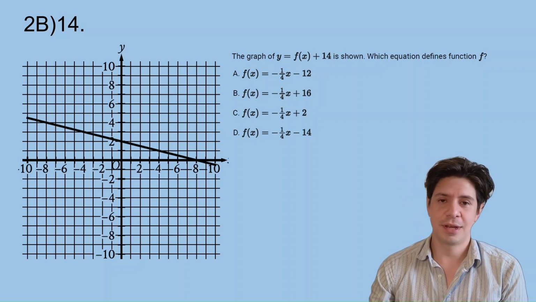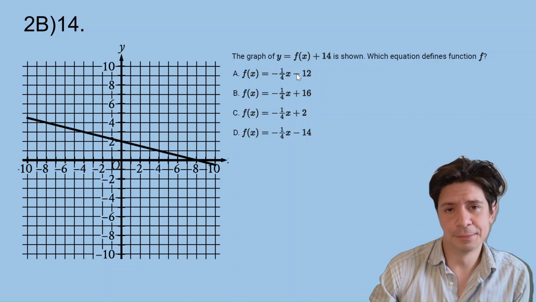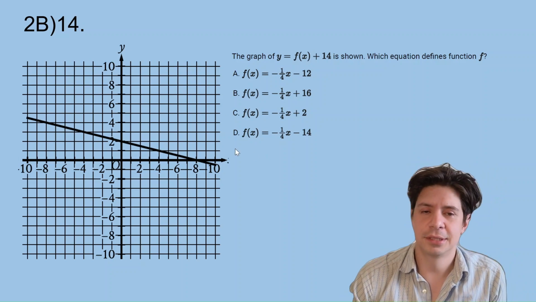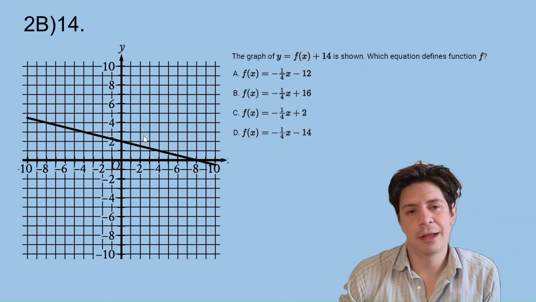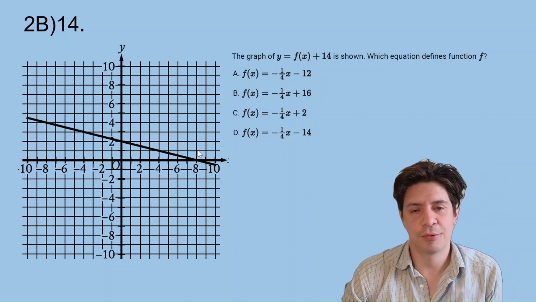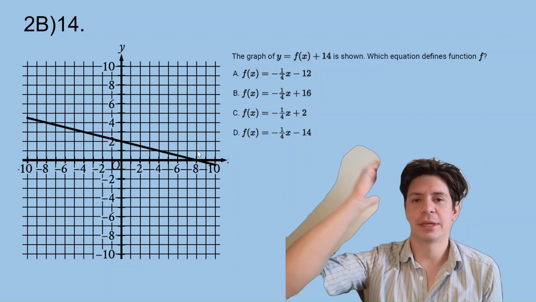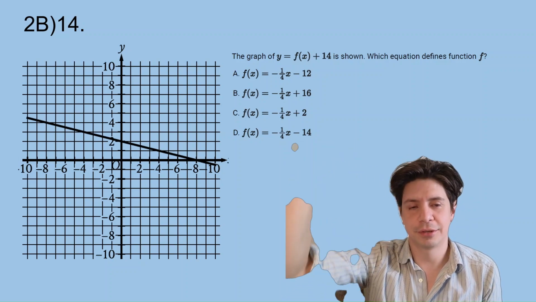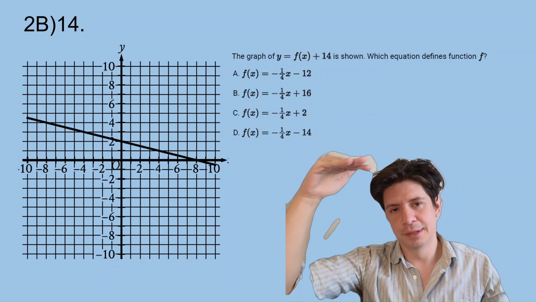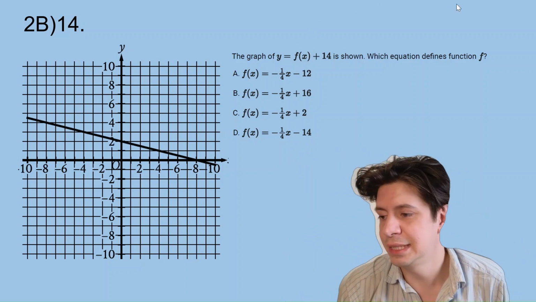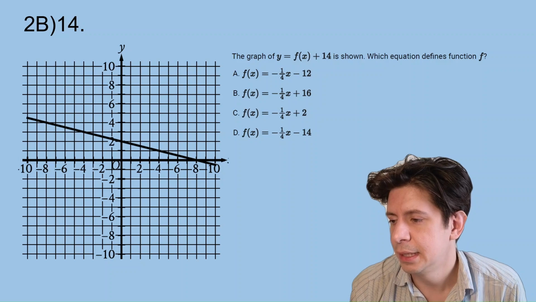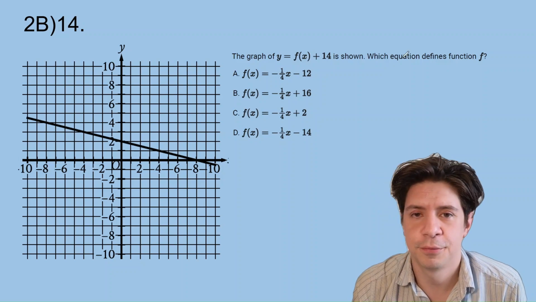All right, so there's a trend here, right? That's all negative a quarter x. These are all linear equations. You look at the graph right there, it is going down by a quarter, so we don't care about the slope. What we care about is the motion, right? The y-intercept. So what they're telling us is what we see now is f of x plus 14, right?